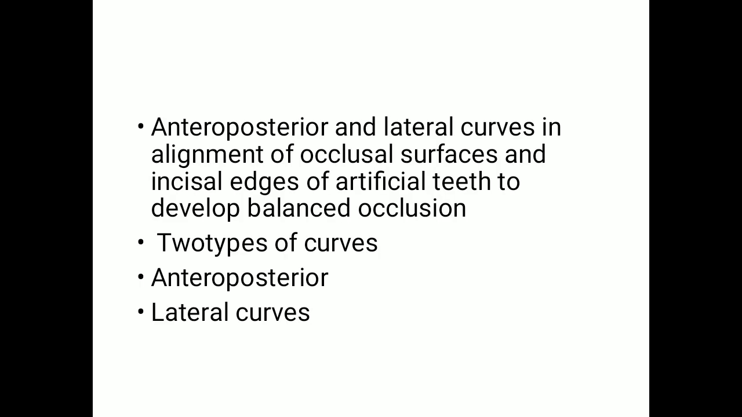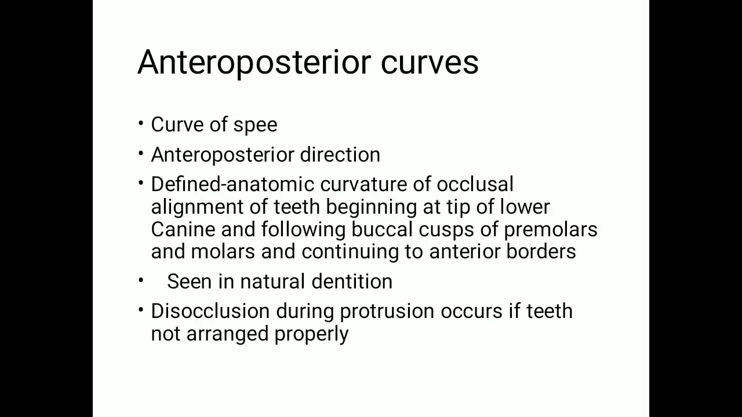Next we go into the compensating curves. Here only two curves are involved, the anterior posterior curve and the lateral curve. In the anterior posterior curve, the curve involved is the curve of Spee. It is defined as an anatomic curvature of the occlusal alignment of teeth beginning at the tip of the lower canine and following the buccal cusps of premolars and molars, and it continues to the anterior border of the ramus. The curve of Spee is seen in natural dentition. The disadvantage is that disocclusion occurs during protrusion because the teeth don't get arranged properly. So disocclusion can occur here.